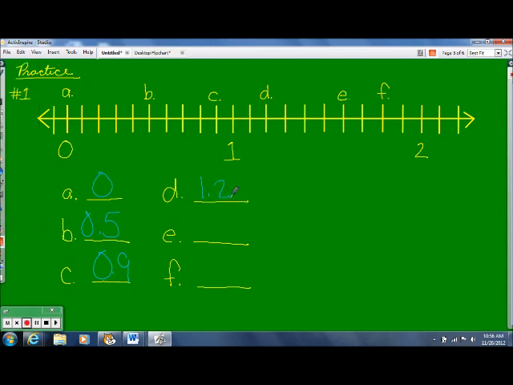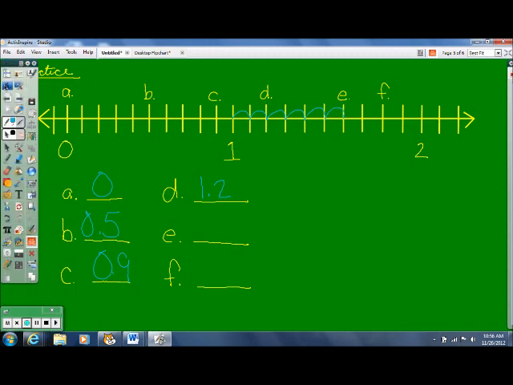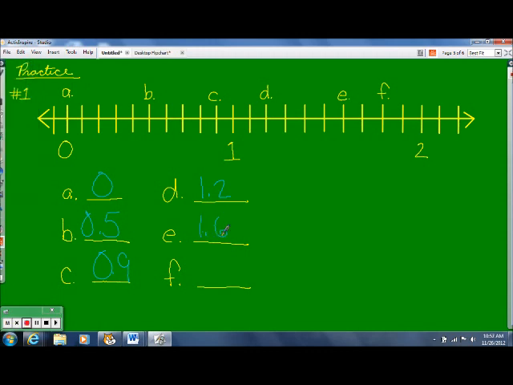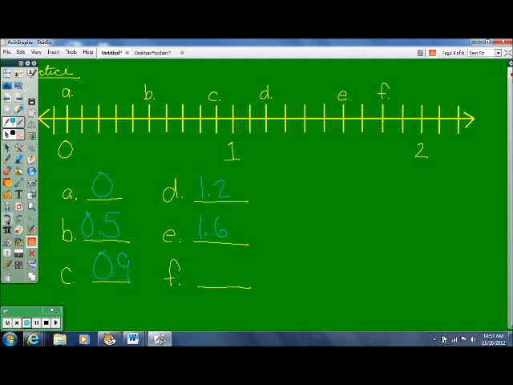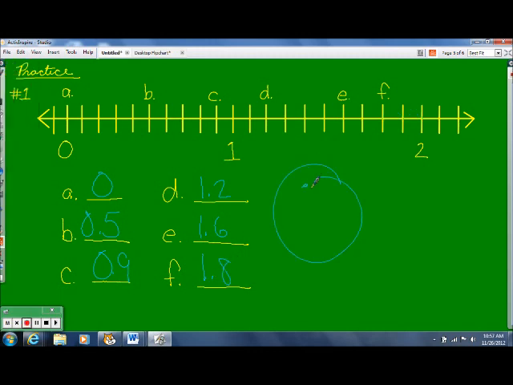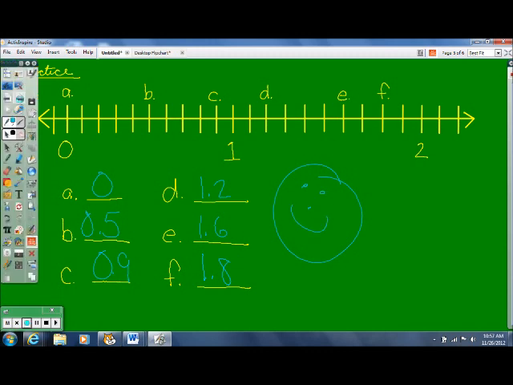And E, getting a little bit further away from the 1. 1, 2, 3, 4, 5, 6. So we have 1 and 6 tenths, which is written as a decimal that way. And last but certainly not least, I'm going to start at the 2 this time. 1.9, 1.8, or 1 and 8 tenths. I'm going to put 1 and 8 tenths there. Got all those right? Give yourself a nice big smiley face. Good job on that.